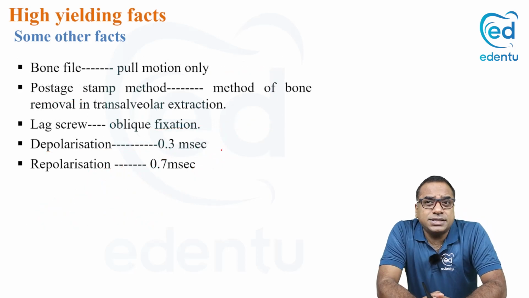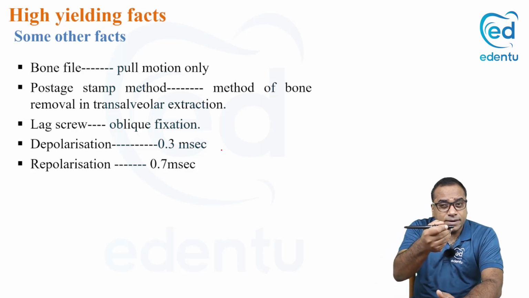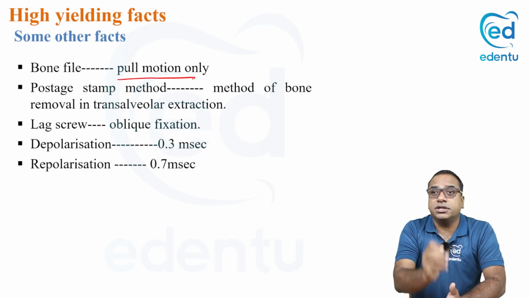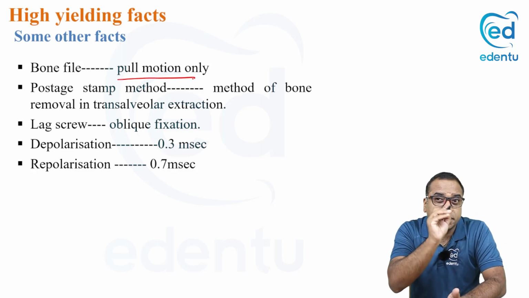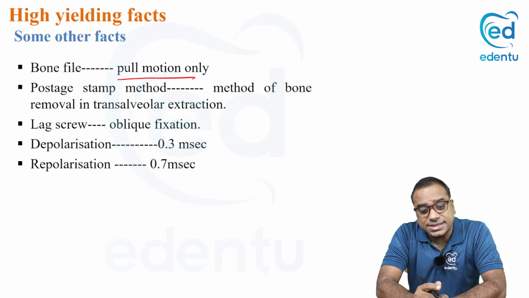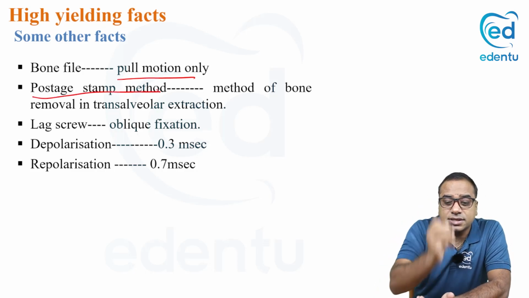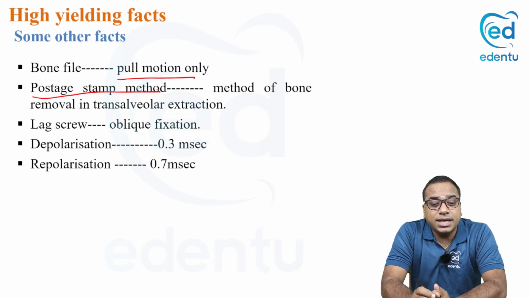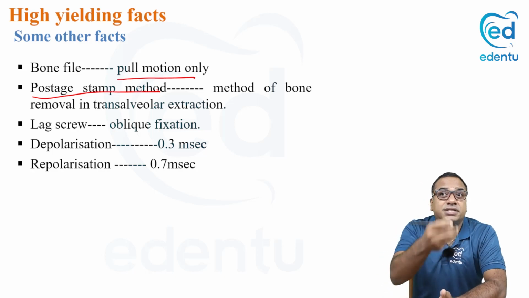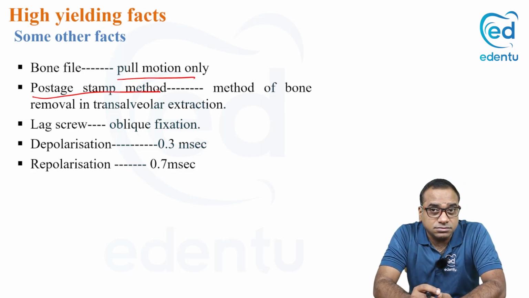Now in alveoloplasty and all, when we use a bone file, the motion you should use is only pull motion. There is no push motion in a bone file. Postage stamp method, very important. What is this? Method of bone removal in transalveolar extraction. So in transalveolar extraction, surgical extraction, the method is called postage stamp method.